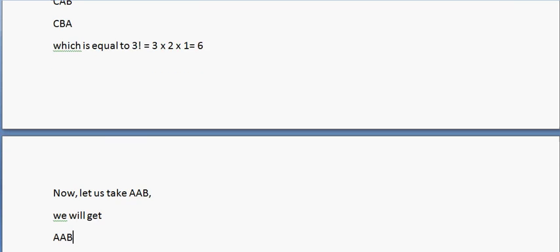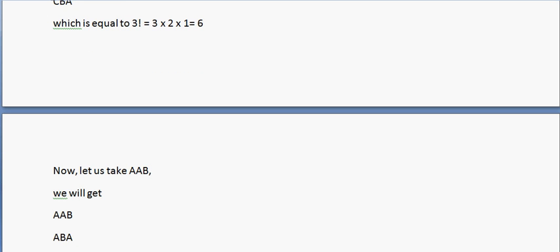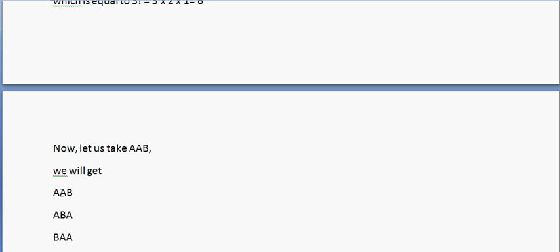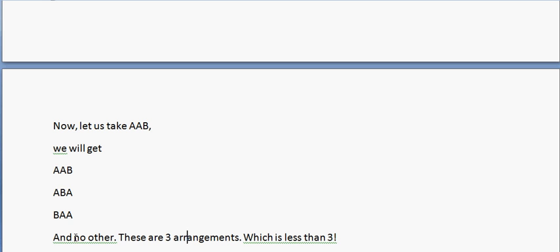Now let's look something like AAB. What we can do? We can make a AAB out of it, ABA out of it, and BAA out of it. Can we make further? If you just try and see, we cannot make further, right? So there are 3 arrangements. So how is it less than 3 factorial, right?